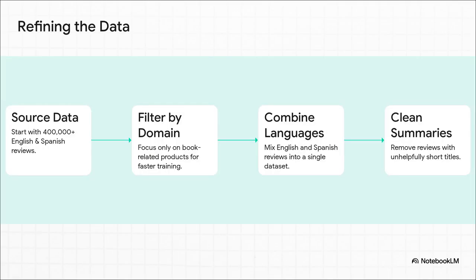But, you know, raw data is always messy. You can't just throw all 400,000 reviews at your model and hope for the best. You've got to refine it. So first, we filter it by domain, which we'll get to in a sec. Then we mix the English and Spanish reviews into one big bilingual pile. And finally, we do some cleaning, getting rid of reviews where the title is just like, "good," or "meh," because that's not going to teach our model anything useful.